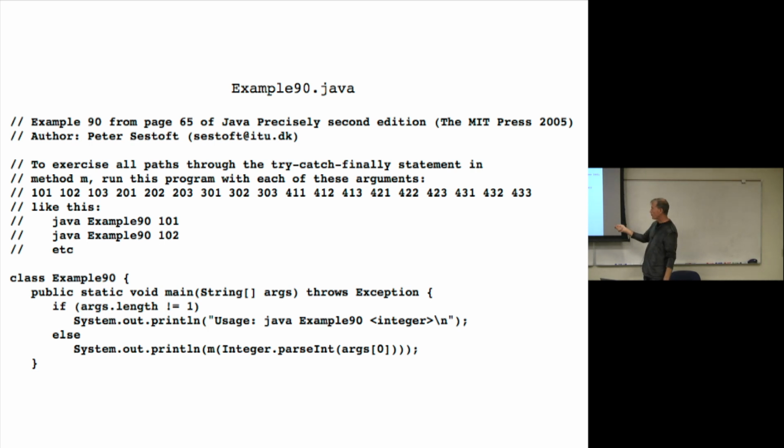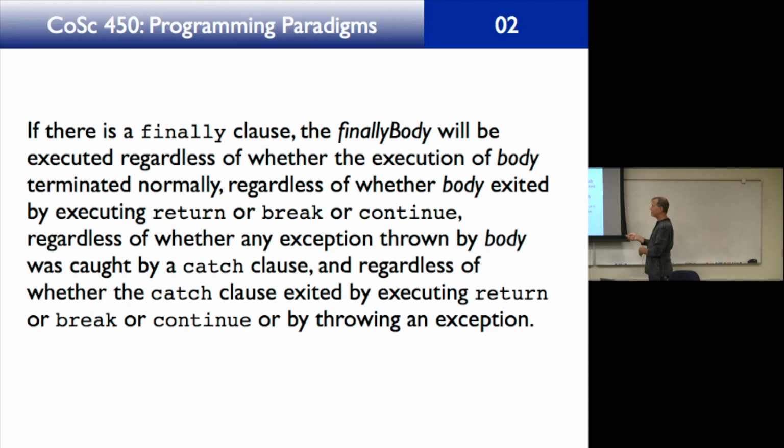Now, we ran through this with 101 last time, and we ran through the code with 101. What I want to do now is run through this with a few more examples. We won't take time to do the whole schmear, but let's see how the try and the catch and the finally work. But before we do that, let's read the text of this slide.